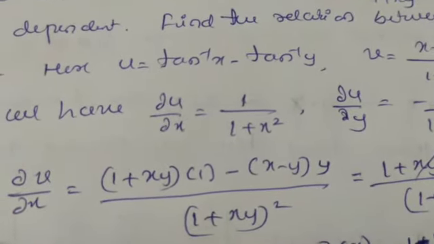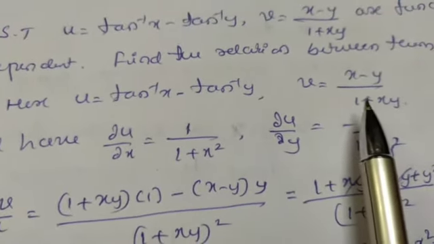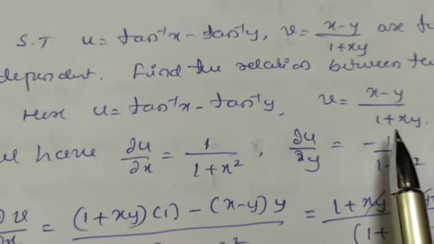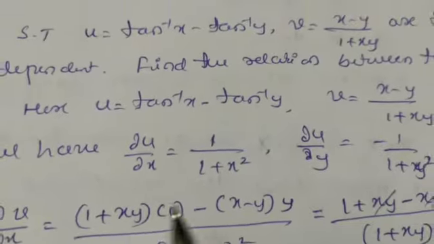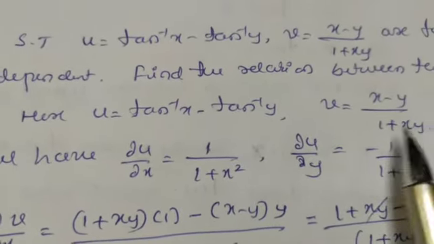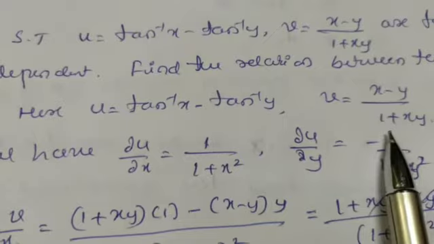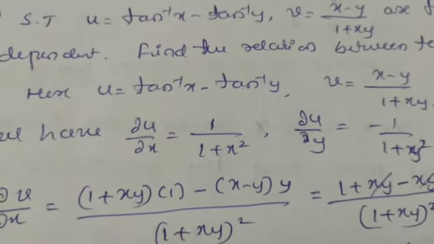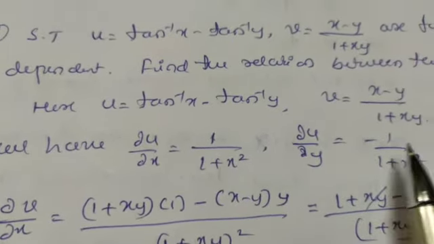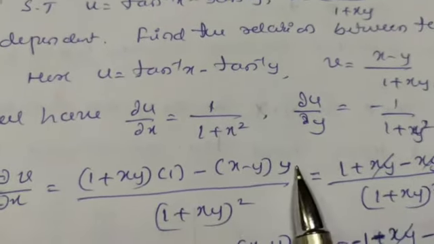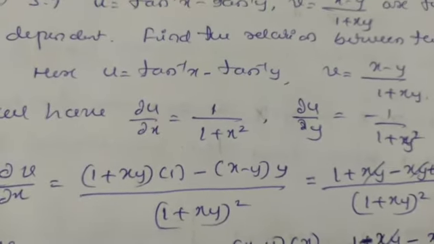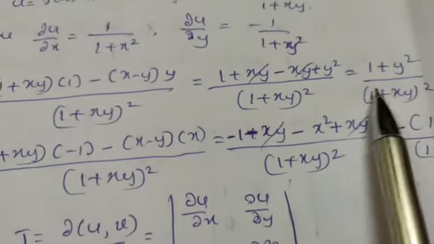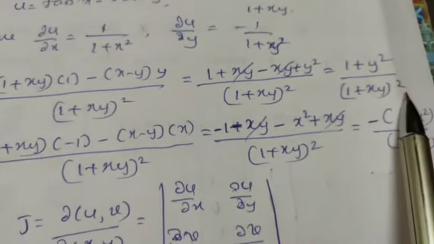And let us find dou v by dou x also. So v is in the quotient form. For dou v by dou x, both numerator and denominator are functions of x. So denominator as it is, derivative of numerator is 1, minus numerator as it is, derivative of denominator with respect to x is simply y, divided by denominator square. After simplification, open this bracket and you will get (1 plus y square) divided by (1 plus xy) whole square.